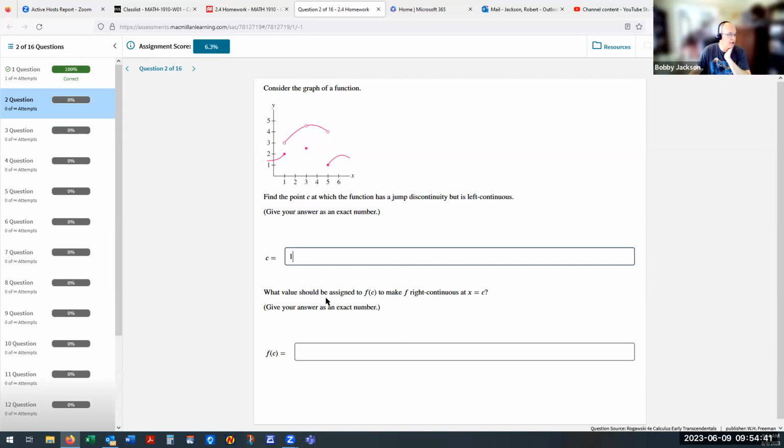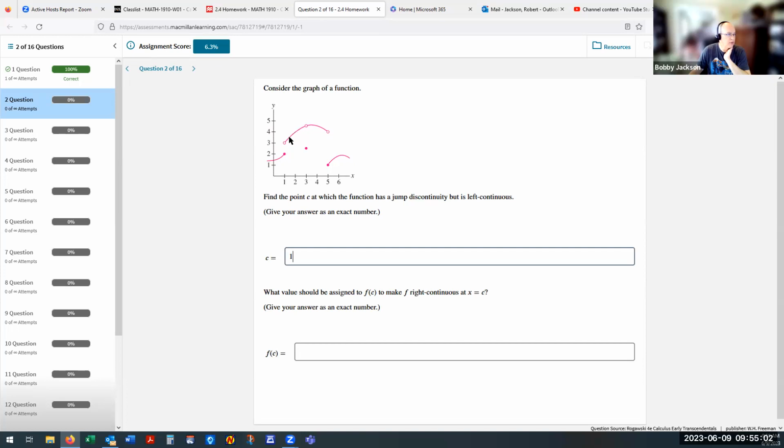What value should be assigned to f of C? So what should the output of f of C be to make f right continuous at x equals C? Okay, so now we say C is 1. So we're not right continuous because as we approach 1 from the positive side or from the right, we're going to what? The y coordinate of this hole, which is about 3.